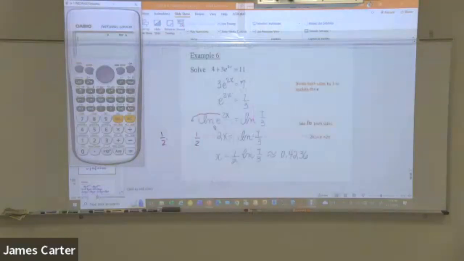Okay, what did I do? I switched problems. So I've got 1/2 natural log 7/3. Fraction, 1/2. Get out of it. Now put natural log fraction 7.